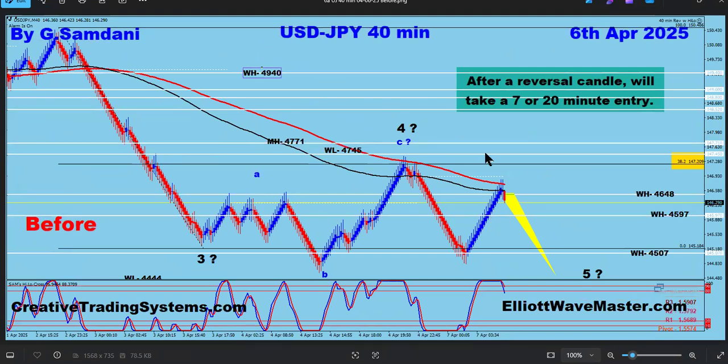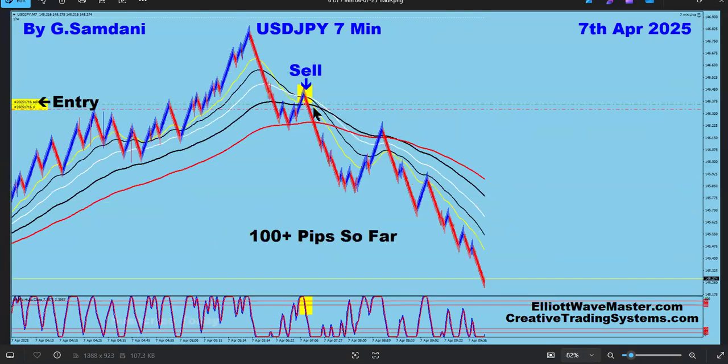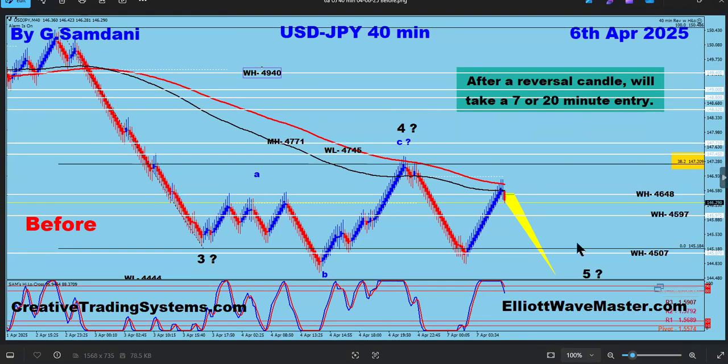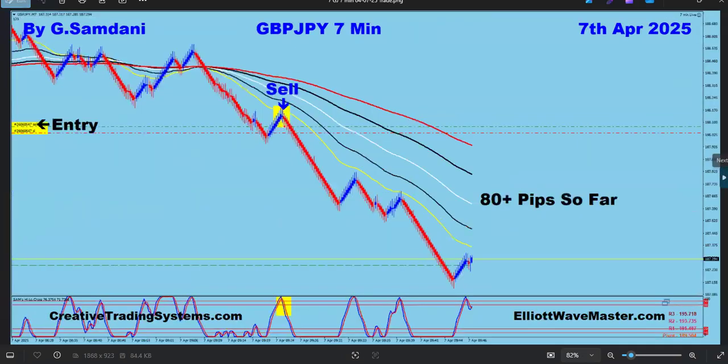I made the chart. I gave it to my subscribers and posted on the Telegram and all that. This is what we're supposed to be doing. So after a reversal candle, we will take a 7-minute or 20-minute entry. And this is the one that I got, and coming down 100 pip. Right, and this one went down here and then went up big time.